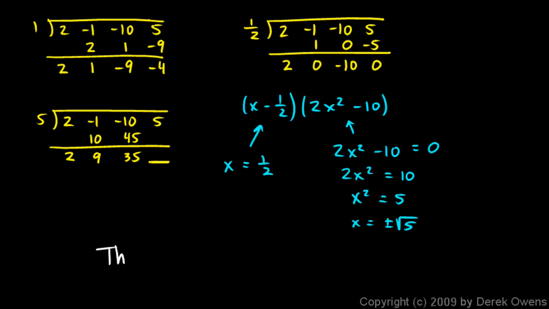The zeros are x equals 1/2, the square root of 5, and negative square root of 5.